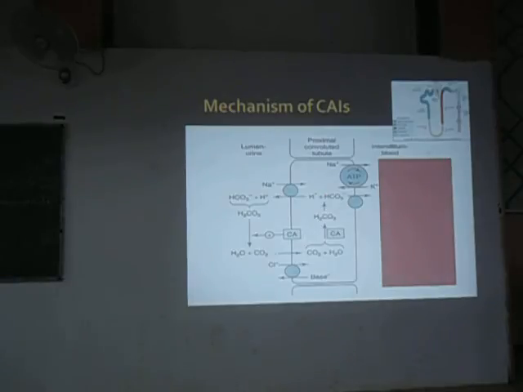Now we conserve the bicarbonate ion, and this bicarbonate ion has its own channels at the basolateral side, through which it can be taken up into the blood. Is it clear?